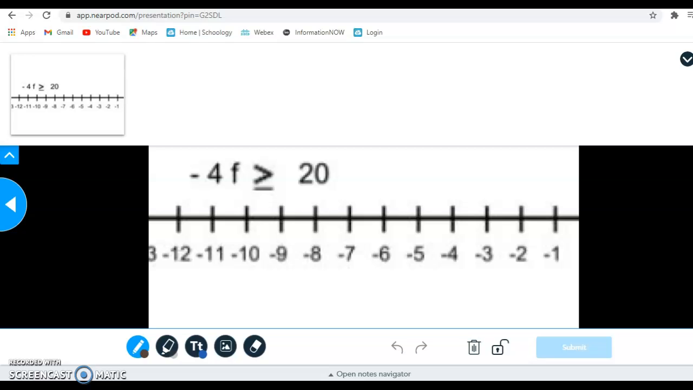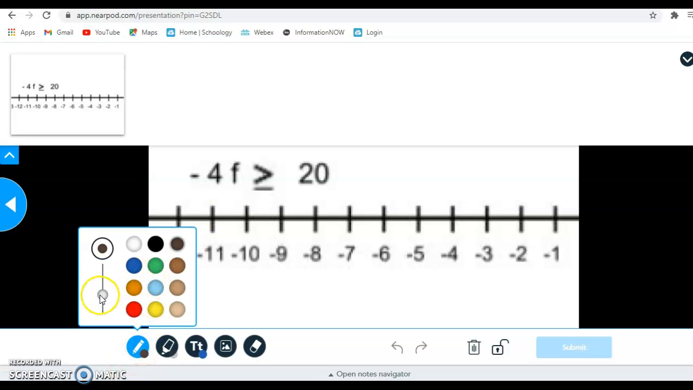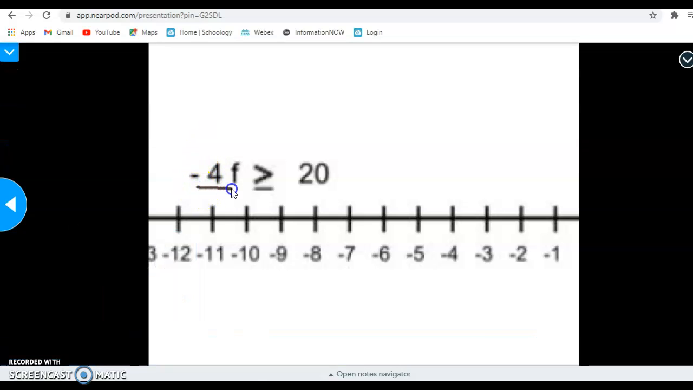All right, so these are some of the problems that we didn't get to today. So we're going to start here. Look at this problem. We have negative 4f is greater than or equal to a positive 20. So this looks just like some of the equations that we've been working, but the only difference is it has an inequality sign in between instead of an equal sign, right?